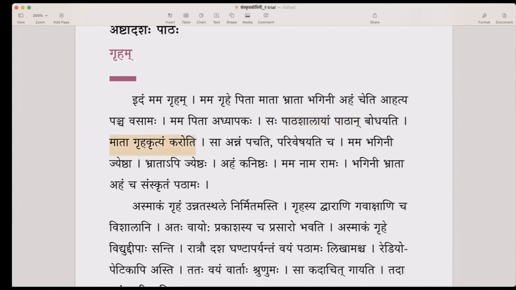Next sentence. Mata griha krityam karoti. Mother does housework. Karoti, she does. Why is it griha krityam and not griha karyam? What is the difference? You have to know that krityam is the same as karyam. Karyaha is akarant pullingaha. Krityam is akarant napunsakalingaha. Is that clear?